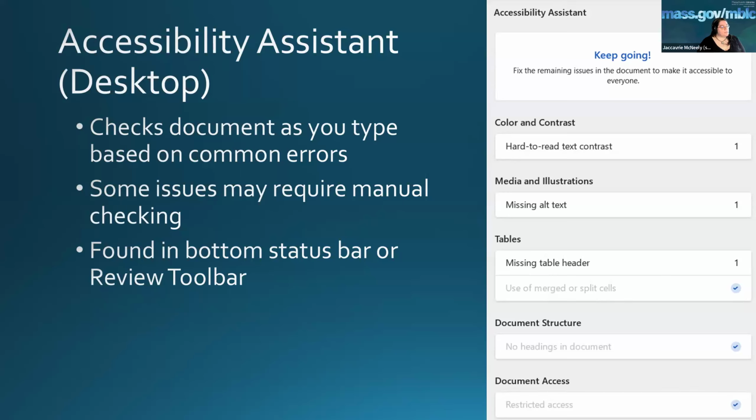So when you're looking at this, this is going to be found not only in the bottom status bar where there's a little accessibility icon and then it'll say investigate or good to go. You can also go to the review toolbar in Word and find it there and check accessibility. Now, some of these things are going to require manual checking. So just because you have alt text doesn't mean that it's the correct alt text. Just because you have headings in the document doesn't mean that they're the correct order. You might be missing a step, or you might have used the wrong heading level when you're doing your document.